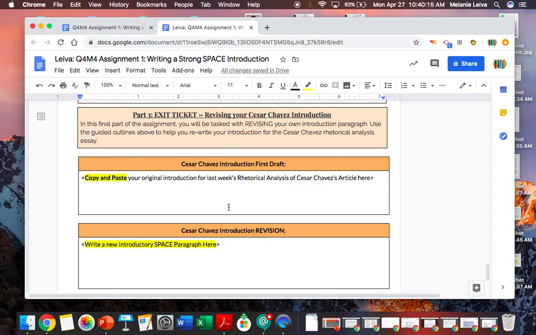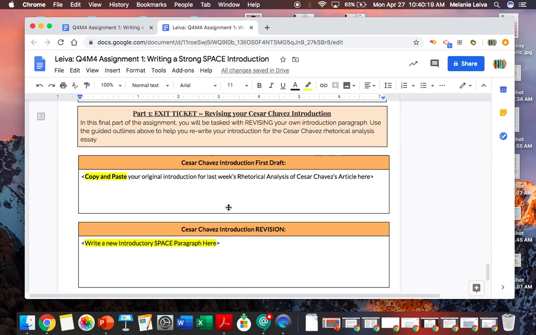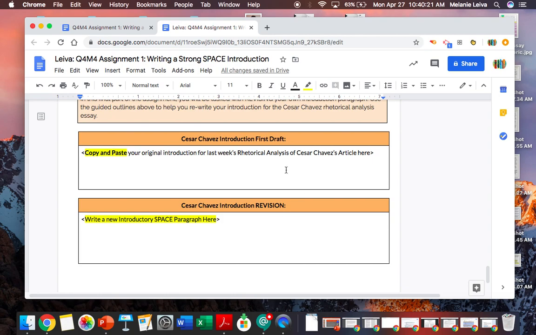The reason I want you to copy and paste your first draft of your introductory paragraph, just the introductory paragraph, is because I want to be able to note the differences between your first draft and your second draft. You're not going to have a lot of time to draft multiple drafts of your rhetorical analysis essay on the exam that is happening in 23 days. But this way you can start to look at how you can refine your writing.